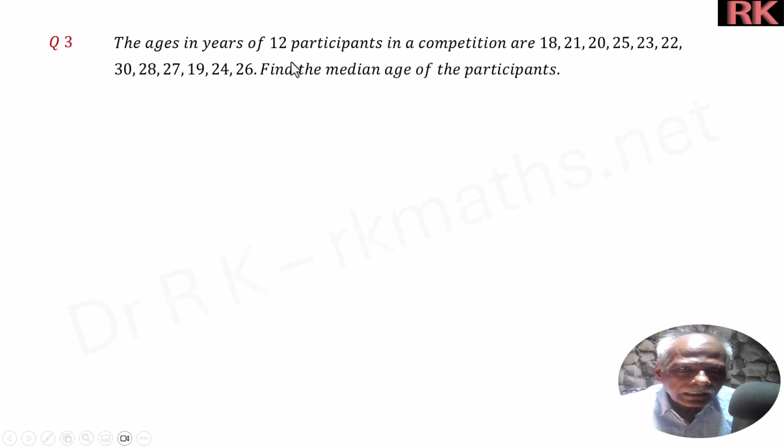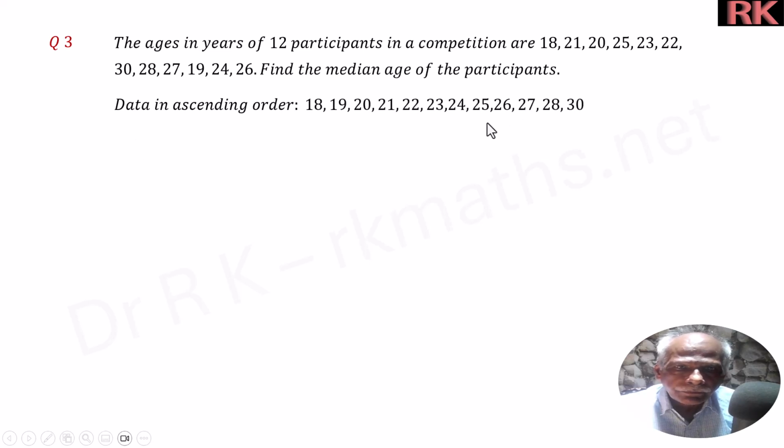The ages in years of 12 participants in a competition are 18, 21, 20, 25, 23, 22, 30, 28, 27, 19, 24 and 26. There are 12 values given here. You have to find out the median. So we have to first of all arrange them in the ascending order. That is what we have done here. Now number of data is 12. Here it is even number.